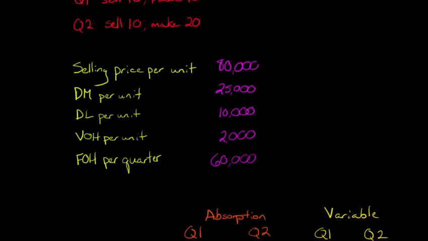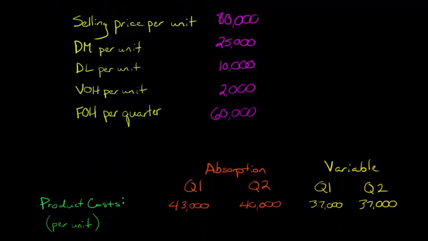So now we need to compute the product costs, which is going to be different under absorption costing and variable costing because of the way that we treat the fixed overhead. Basically the fixed overhead is going to become part of the product cost when we're dealing with absorption costing, whereas with variable costing, we're just going to ignore it when we compute the product cost. So under quarter one for absorption costing, we got $43,000 as our product cost per unit. We're going to use that when we compute cost of goods sold for quarter one. For quarter two, it's $40,000.